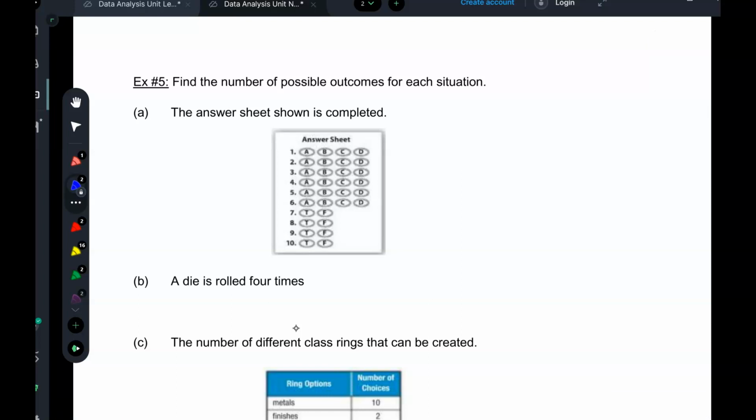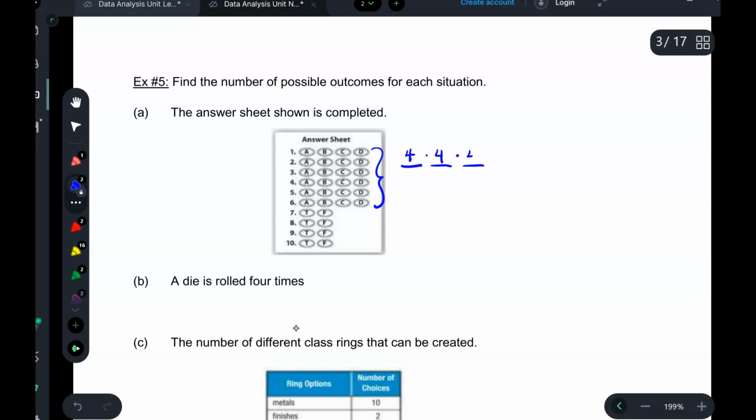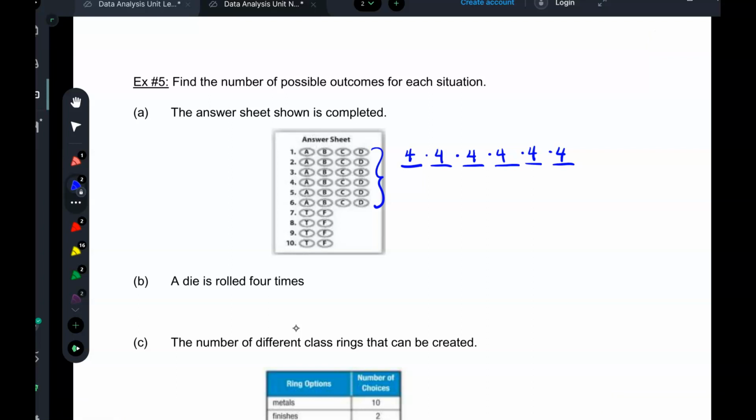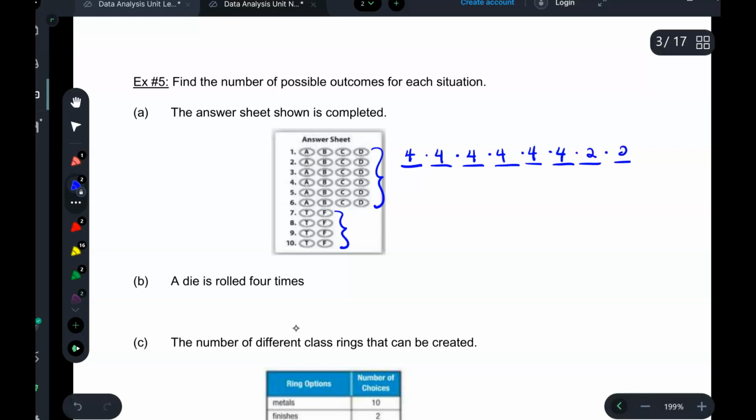Okay, so let's use that fundamental counting principle to find the number of possible outcomes for each situation. Okay, well, let's see here. Here we have an answer sheet. So we have the first 6 problems with options A through D. So that's 4 times 4 times 4 times 4 times 4 times 4, right? And then the next 4, you only have 2 options. So times 2 times 2 times 2 times 2.